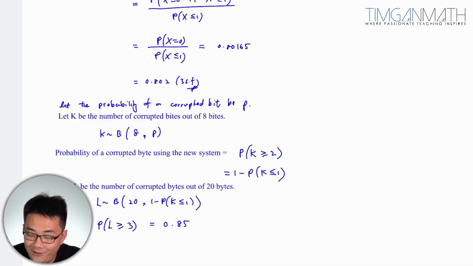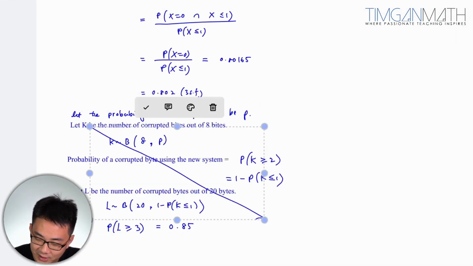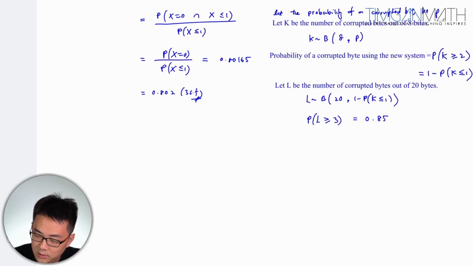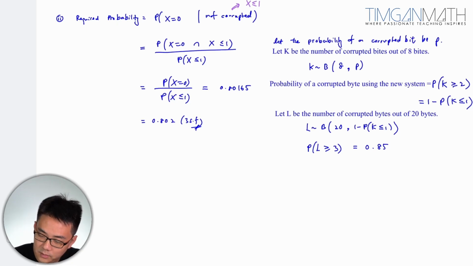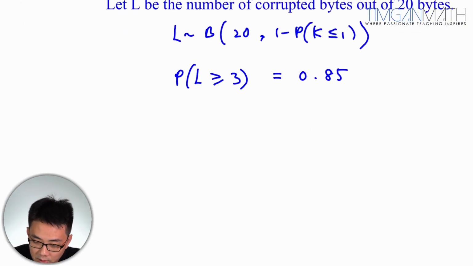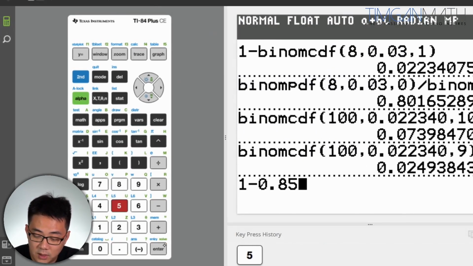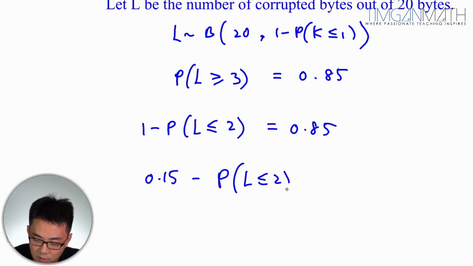Okay, great job. So now we can write this down. I need more space here, so I'm going to move it to the other side. In this case, you're going to have 1 minus P(L at most 2) equals 0.85. Of course, I would like to bring the 0.85 to the other side, that's what I usually like to do. 1 minus 0.85 is 0.15. So 0.15 minus P(L at most 2) equals 0.